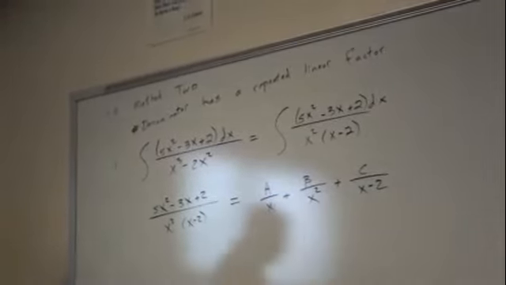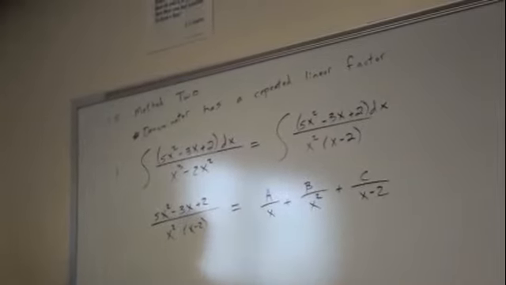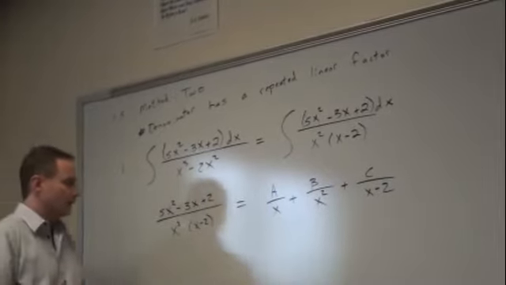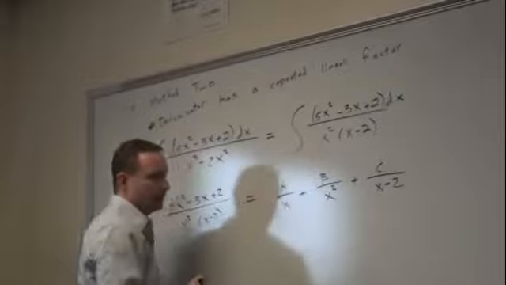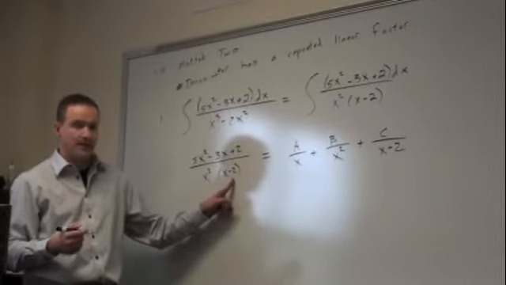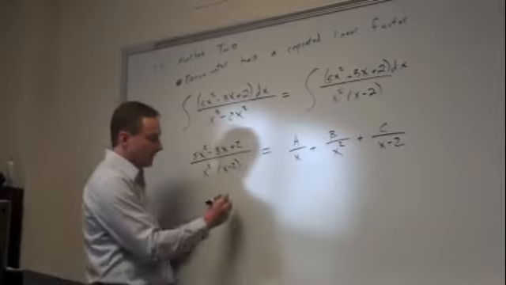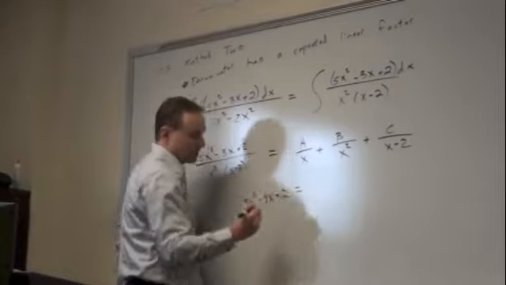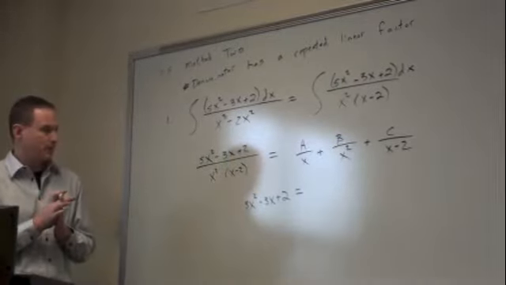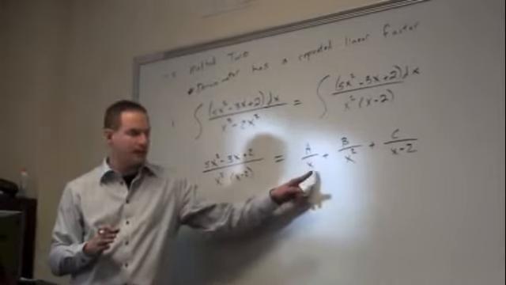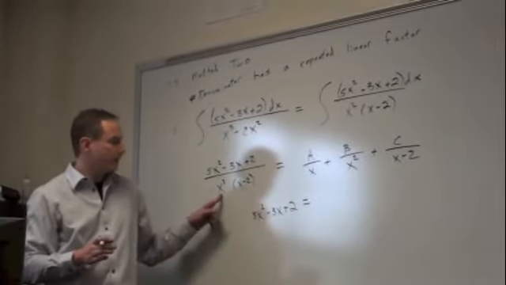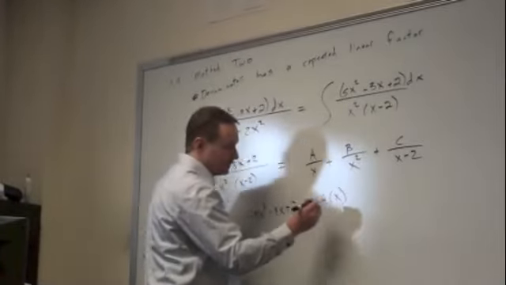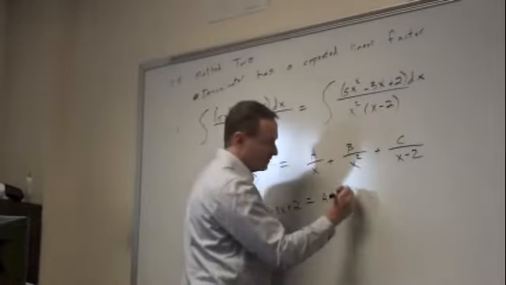At this point in the problem, I need to solve for a, b, and c. I could multiply by my least common denominator, which is going to be x squared times x minus 2. When I do that, my left-hand side is going to give me 5x squared minus 3x plus 2. On the right-hand side, I need to multiply all of this by that. When I multiply a over x by this group, I will get a times x times x minus 2.